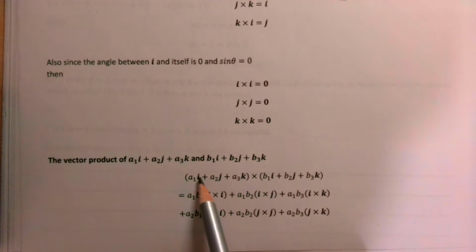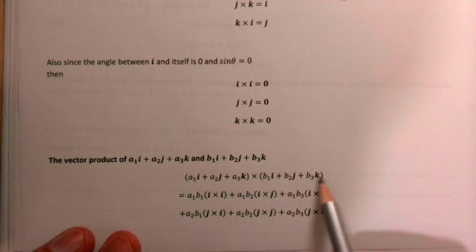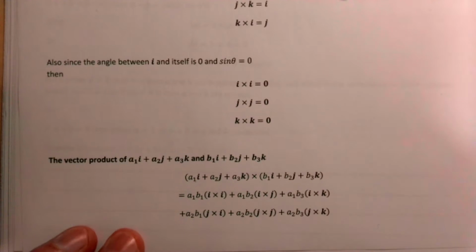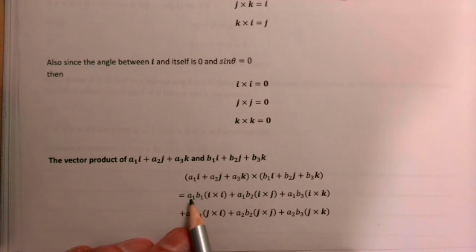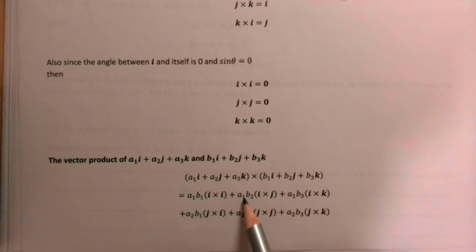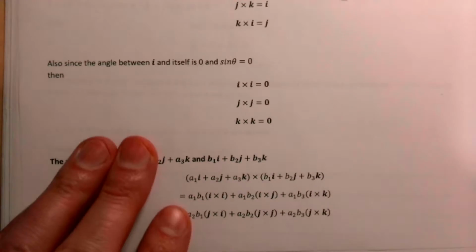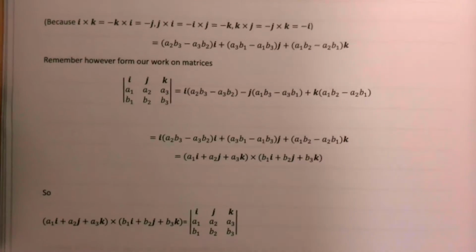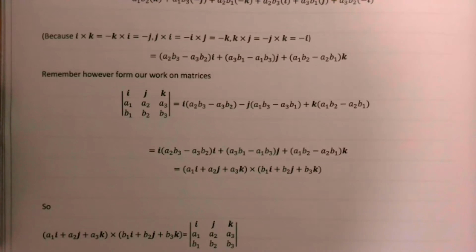So we actually have 9 things to multiply out: this times these 3, this times these 3, this times these 3. So it's going to give a1 b1 i cross i, and of course remember i cross i gives you 0, so it's going to disappear. a1 b2 anyway, and you go through all of these 9. So let's see how it tidies up, hopefully slightly over the page. Yeah, sorry, we'll go back actually.